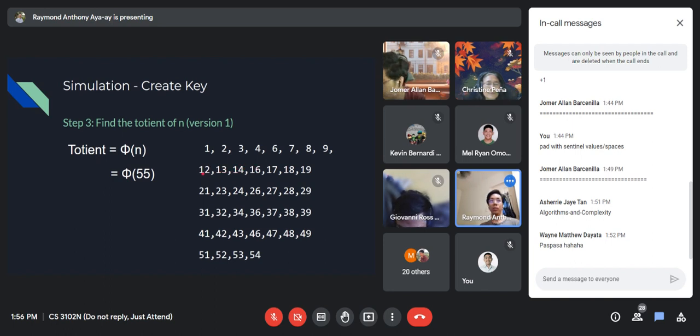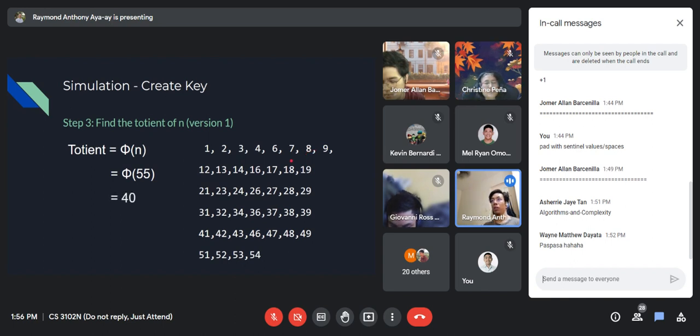So I'll just count here. Let's start with these rows. 1, 2, 3, 4, 5, 6, 7. 7 times 4 is 28. Then let's count this one: 29, 30, 31, 32, 33, 34, 35, 36, 37, 38, 39, and 40. So therefore, our totient is 40.